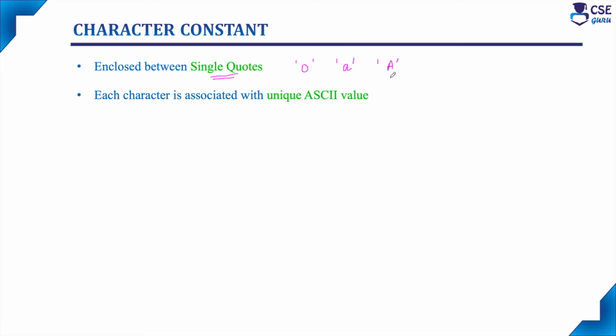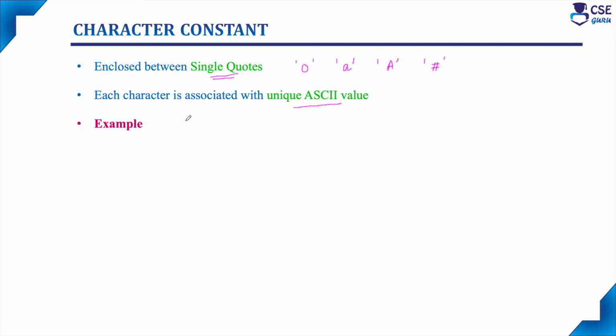Even uppercase letters we can enclose within single quotes. Even these special characters we can enclose also. So these are all nothing but character constants: a single character enclosed within single quotes. And if you are considering these character constants, each character is associated with a unique ASCII value.